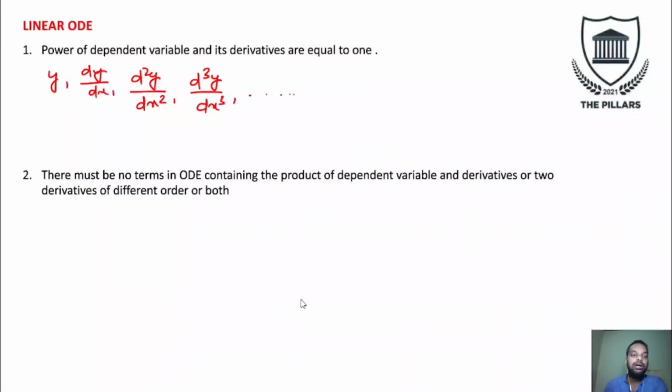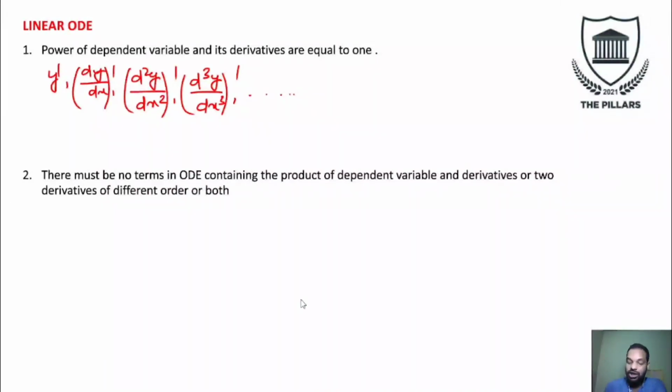Okay, but the power of these derivative terms and this dependent variable term must be 1. So here this power is 1, here this power is 1, here this power is 1, and here this power is 1. So the power of these terms must be 1. Okay, now the second point is, there must not be a term which contains a product of the dependent variable and its derivatives, or two derivatives of different orders, or both.